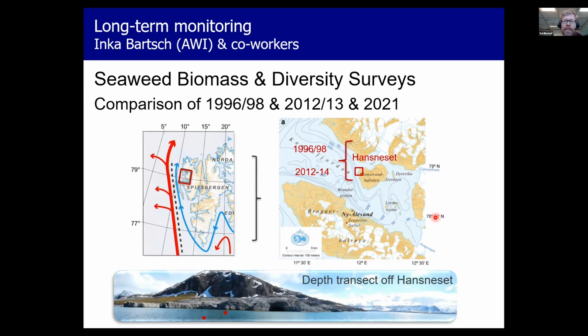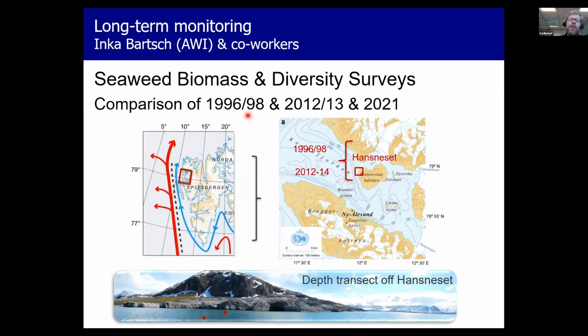My colleague, Inka Bartsch from the Alfred Wegener Institute, and her co-workers conducted seaweed biomass surveys in a particular location inside Kongsfjorden. There's the island of Blomstrand, and there is a spot called Hansneset. At Hansneset, our divers have installed a permanent transect, which can be revisited every now and then, so we can compare how the seaweed community is changing over the years.